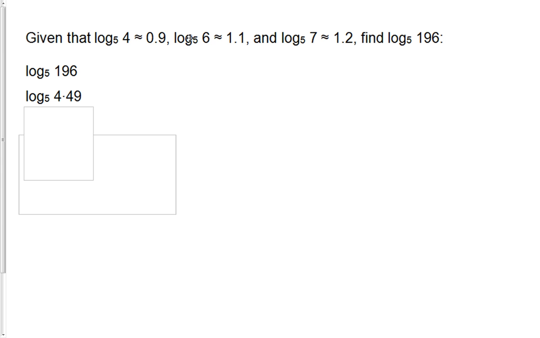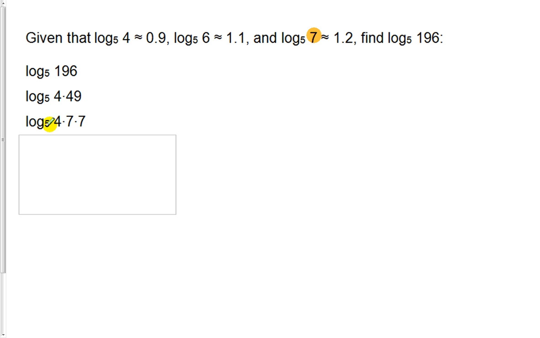Let's see, what other terms do I have? I have a 4, a 6, and 7. Alright, well I know a 7 squared is going to be 49, so I can break log base 5 of 49 into 7 times 7. So now I have 4 times 7 times 7. I ended up not needing this 6, and that's okay. You don't have to use every term provided. Sometimes there are extra values given to you.